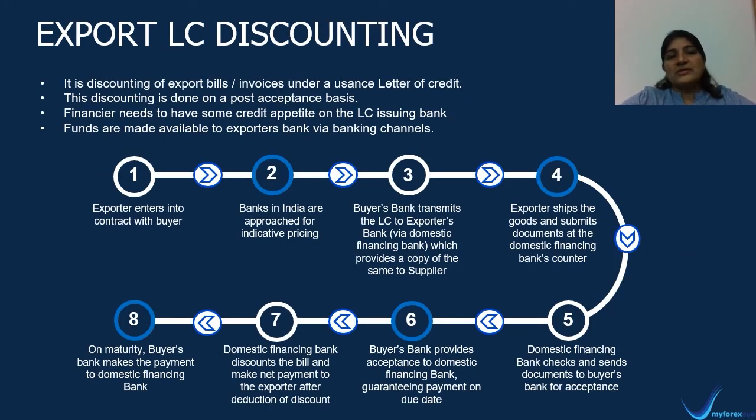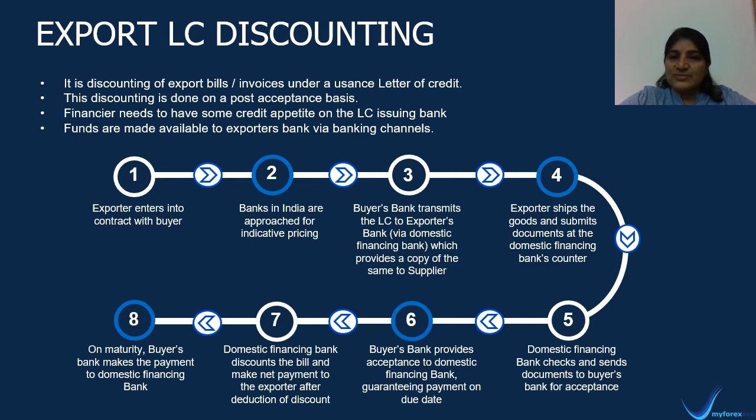The other product is the export LC discounting. Now export LC discounting is nothing but whereby the exporters can discount the bill and receive their payment using a usance letter of credit. This discounting is done on a post-acceptance basis. It's pre-decided. The financier needs to have some credit appetite on the LC issuing bank. Funds are made available to exporters' bank via the banking channels.